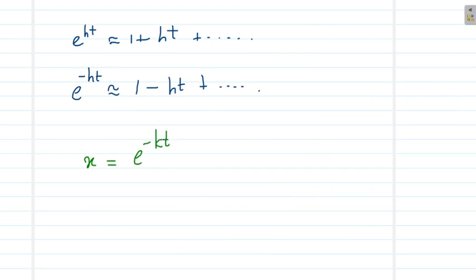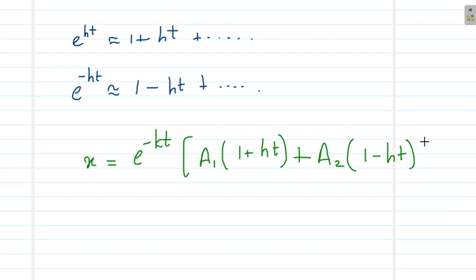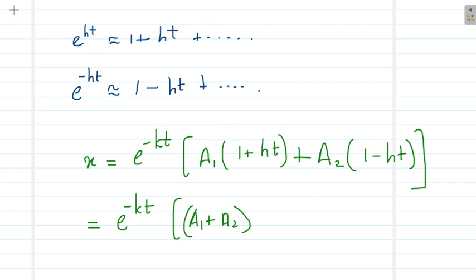x is equal to e raised to minus kt into a1 into 1 plus ht plus a2 into 1 minus ht. So, this is equal to e raised to minus kt into a1 plus a2. So, multiply the terms inside the brackets: a1 into 1 plus a1 into ht, here a2 into 1 minus a2 into ht, and take the terms that are common. So, a1 plus a2 plus ht into a1 minus a2.